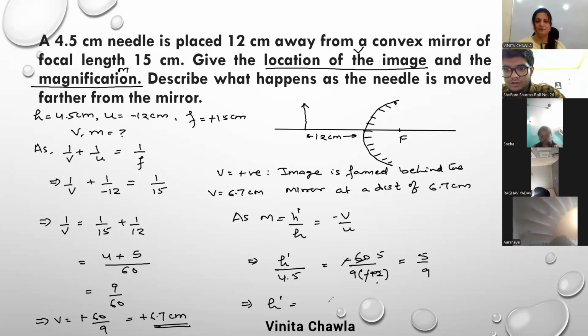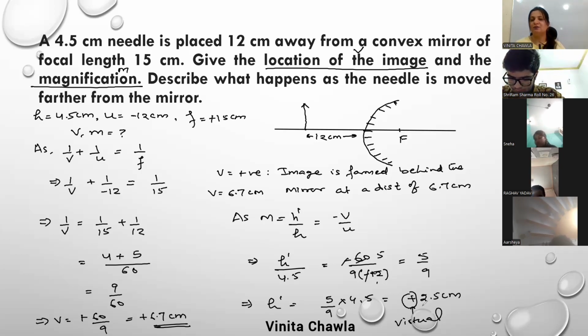So h dash is 5/9 into 4.5. Anji, please tell me the answer. 2.5 centimeter. So we can see that h dash is positive. It means that the image is virtual and erect, and it is smaller than the object. The height of the image is 2.5 centimeter and that of the object was 4.5. It was given, yes, so it is virtual and smaller.